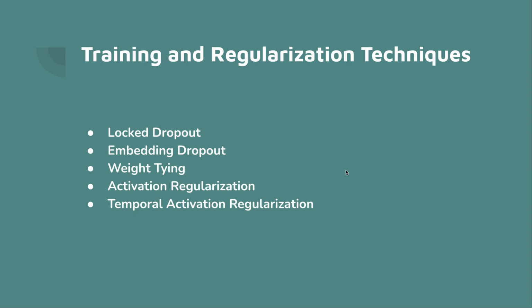Training and regularization techniques. These are a few regularization methods that have been explained in greater detail in the write-up, and I would highly recommend you read about all of them, even if you decide to use only one of them. You explored locked dropout in the previous homework, but it is a good idea to explore other methods suited for this task, such as embedding dropout and weight tying. Exploring the effects of weight initialization can also be a worthwhile experiment.